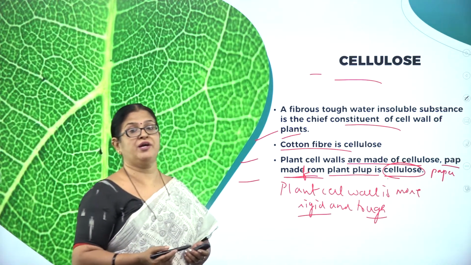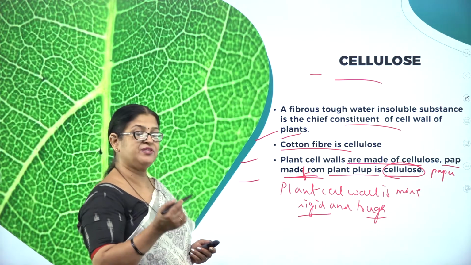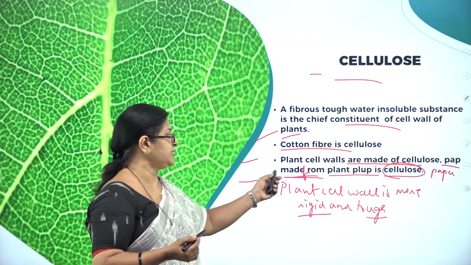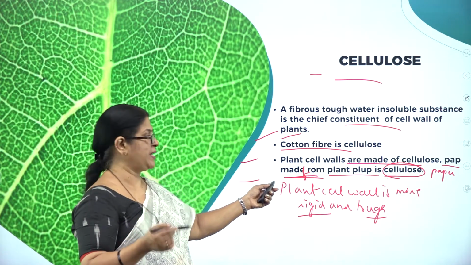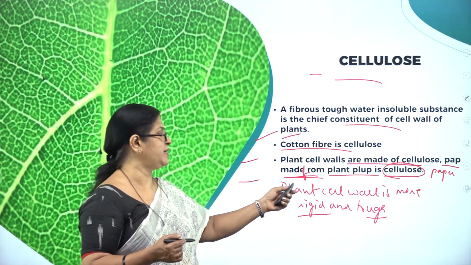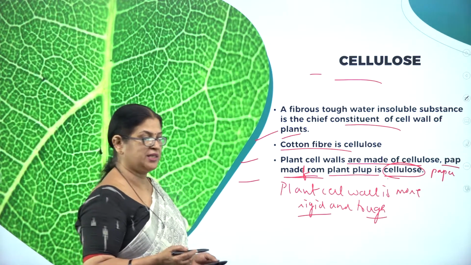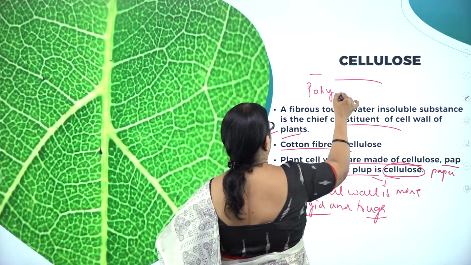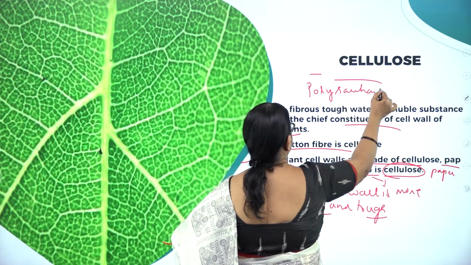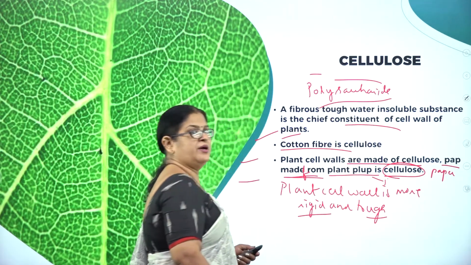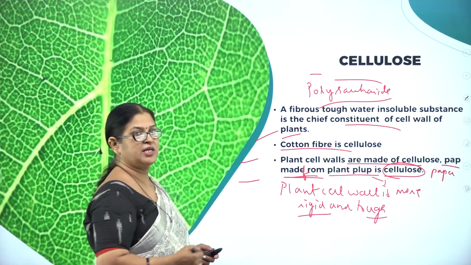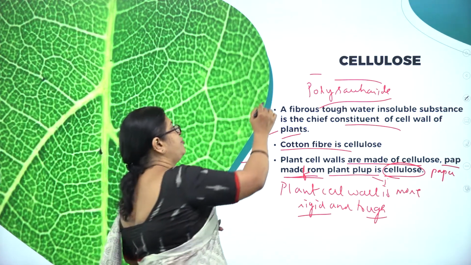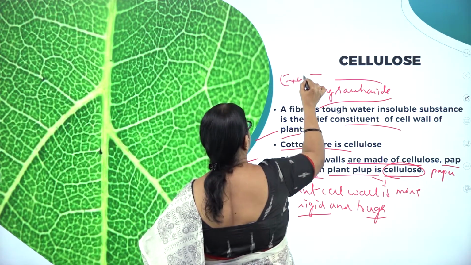Plants are used for making paper. How is paper made? From the pulp. Plant pulp is used for making paper, and plant pulp contains nothing but cellulose. So cellulose is a very important polysaccharide, a very good example of a polysaccharide. It is fibrous and tough.